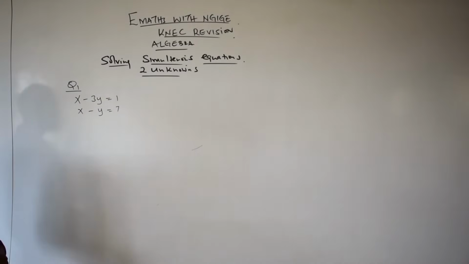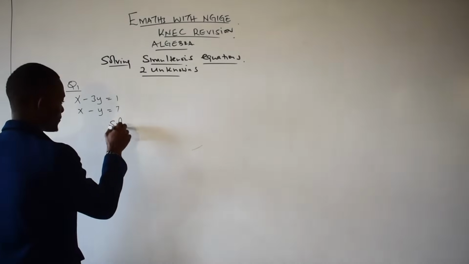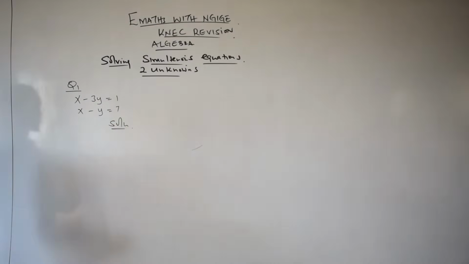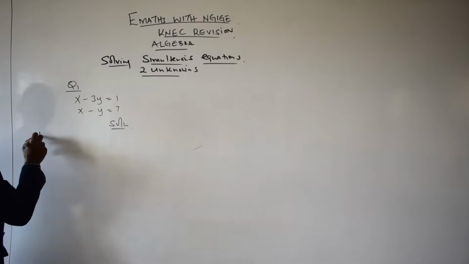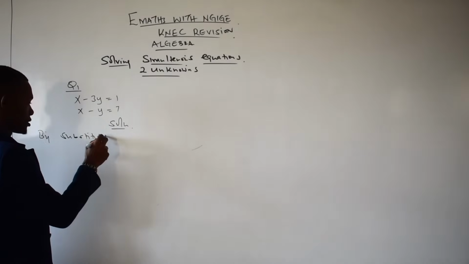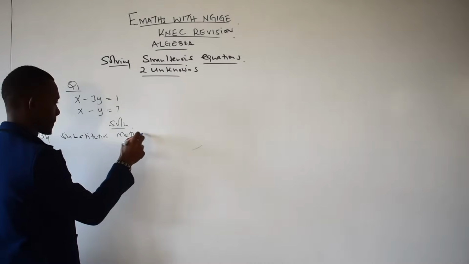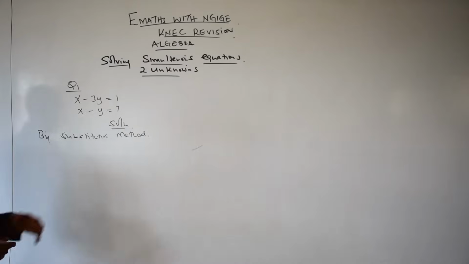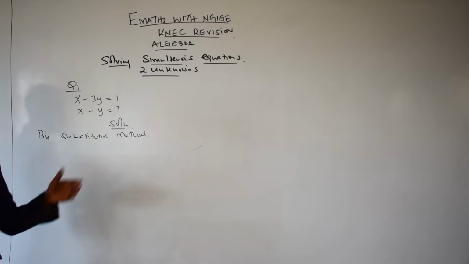Now we have question number 1. x minus 3y equals 1 and x minus y equals 7. Now for the solution to this, we use the substitution method. So by the substitution method, we have to make one of the terms the subject of the formula, then substitute it in the other equation.